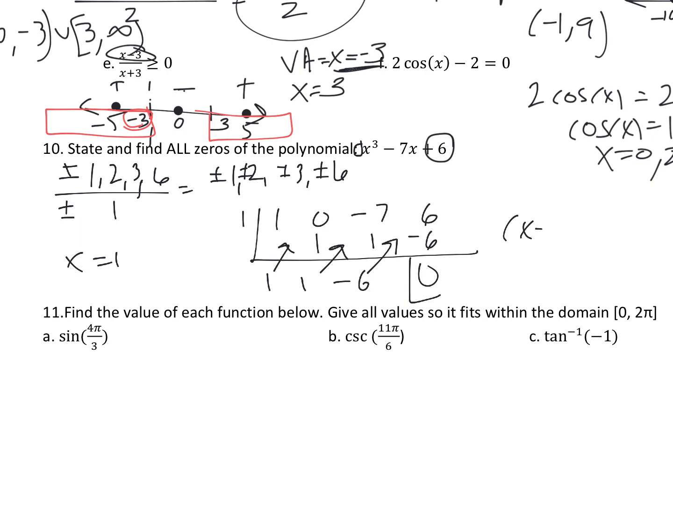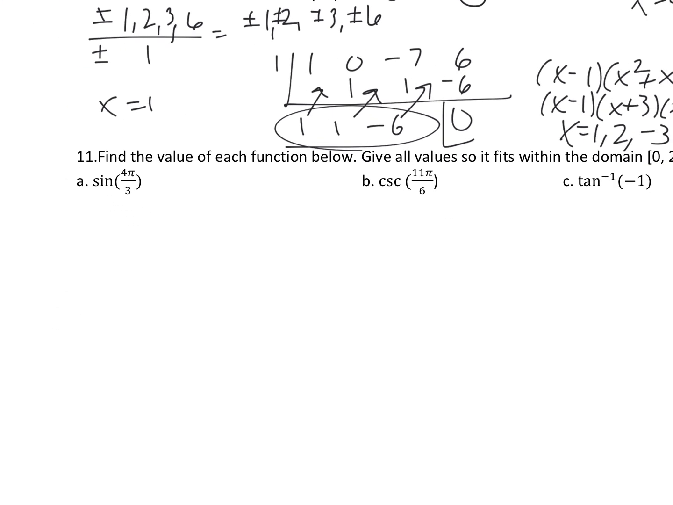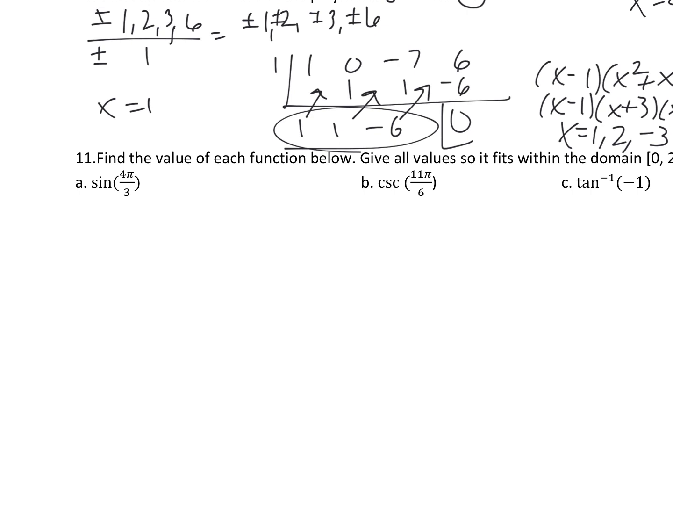So I get x minus 1 times whatever's left here: x squared plus x minus 6. And then I can factor the rest of this to be plus 3 minus 2. And so I can see all my roots at once, 1, 2, -3. Okay, and then finally, find the value of each of the functions.